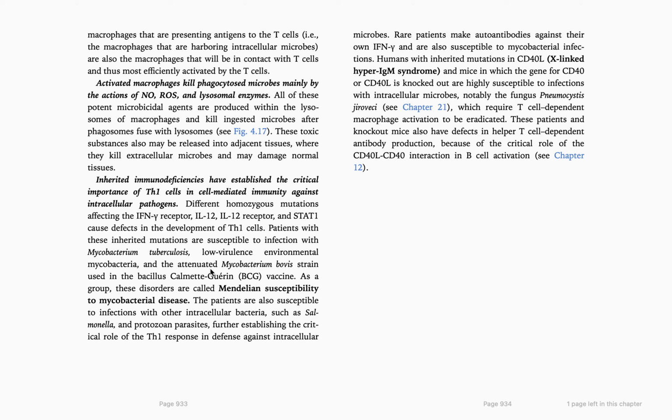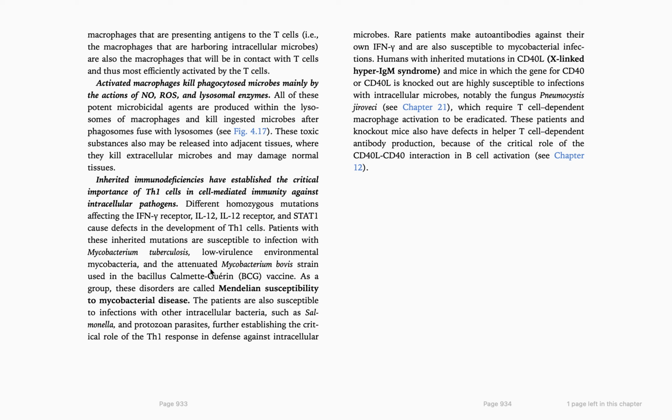The patients are also susceptible to infection with other intracellular bacteria such as Salmonella and protozoan parasites, further establishing the critical role of T helper 1 responses in defense against intracellular microbes. Rare patients make autoantibodies against their own interferon gamma and are also susceptible to Mycobacterium infection.